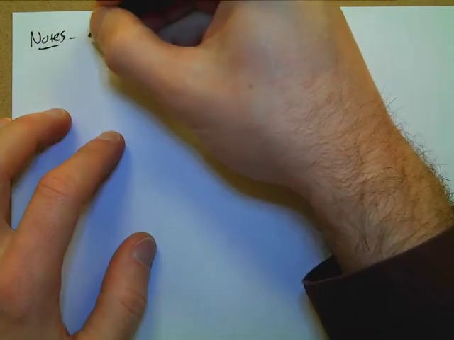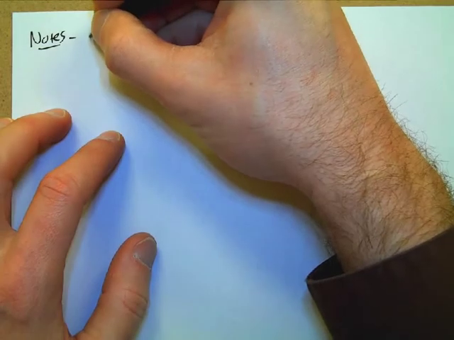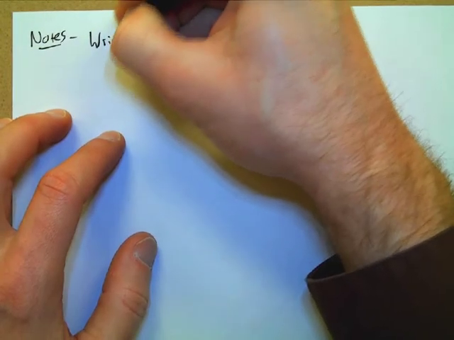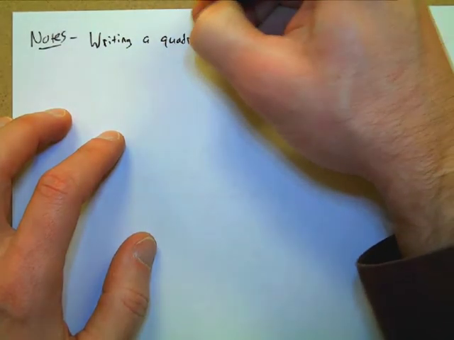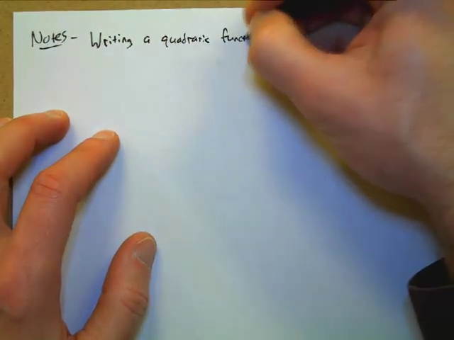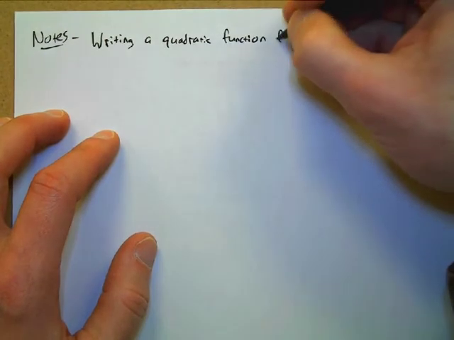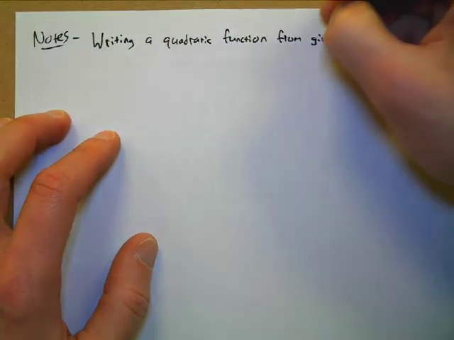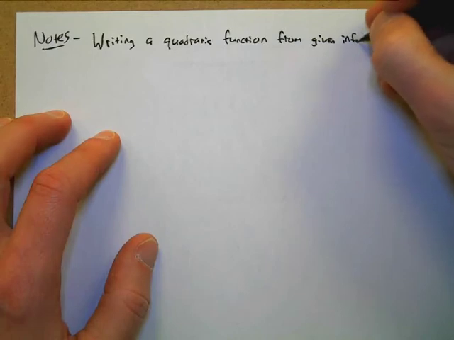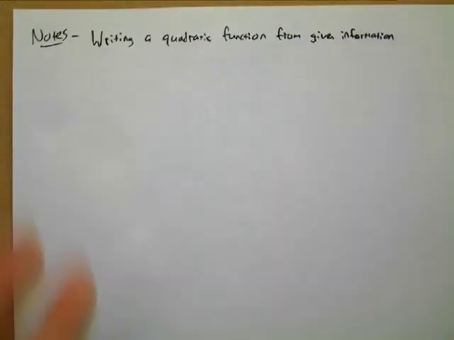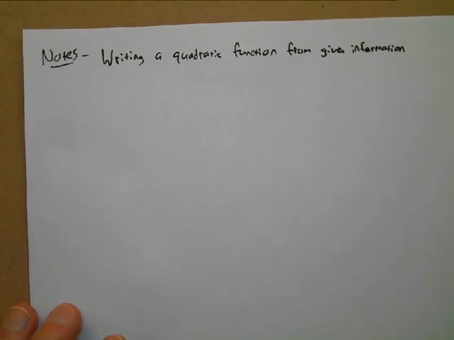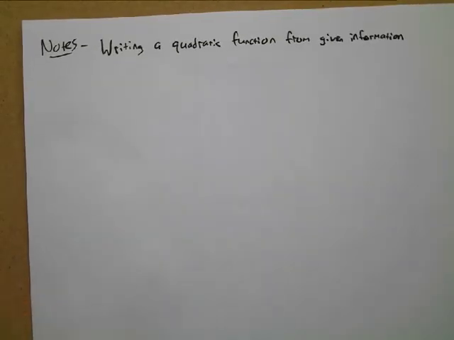We'll call this writing a quadratic function from given information. Like I said, we're going to rely pretty heavily on our graphing calculators. I will show you a way to do it without the graphing calculator, because some of you might prefer that.